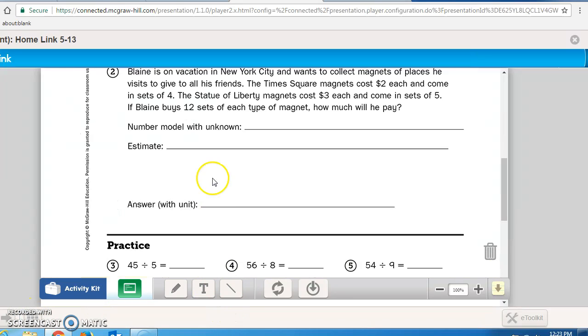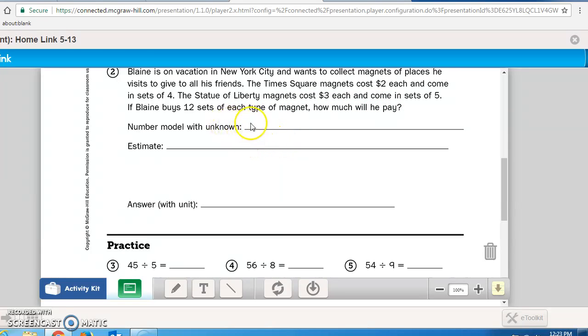Problem number 2 reads, Blaine is on vacation in New York City and wants to collect magnets of places he visits to give to all his friends. The Times Square magnets cost $2 each and come in sets of 4. The Statue of Liberty magnets cost $3 each and come in sets of 5. If Blaine buys 12 sets of each type of magnet, how much will he pay?